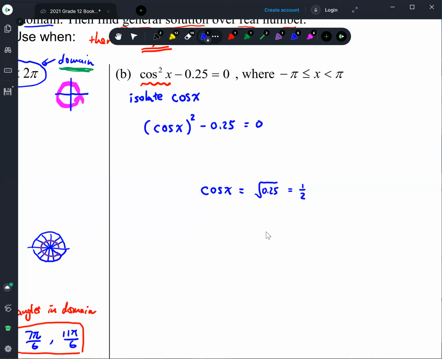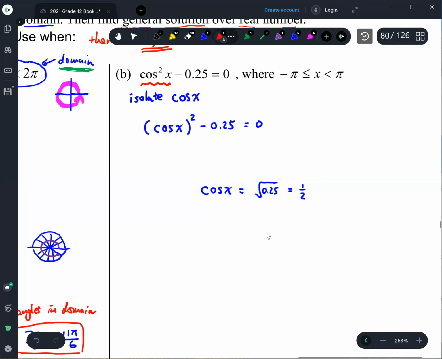Jason, yes, Daniel. I got cosine x equals plus and minus 1 over 2. Thank you very much. Okay, this one is very important. If you need to put on the square root by yourself, you need to add in plus minus. Otherwise, you lose half the answer.